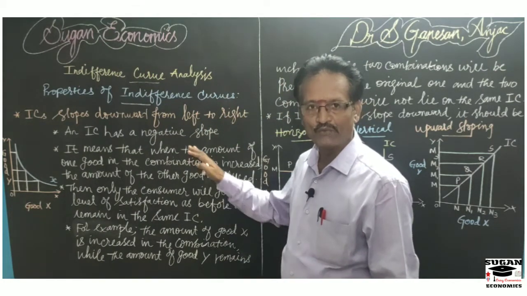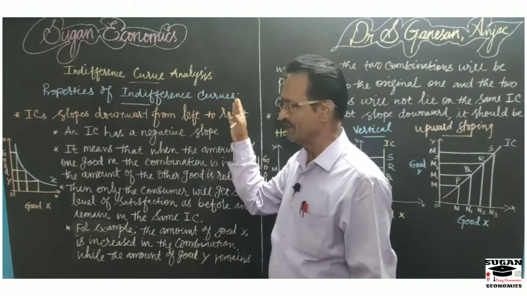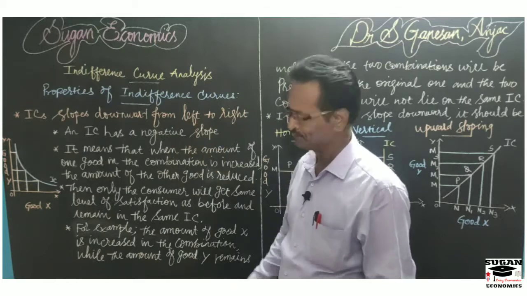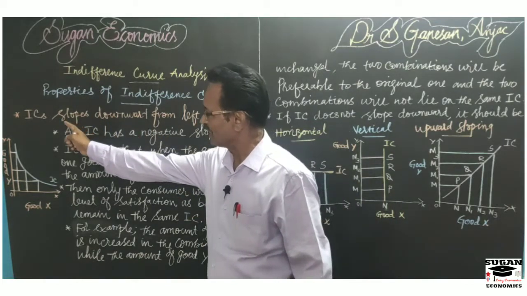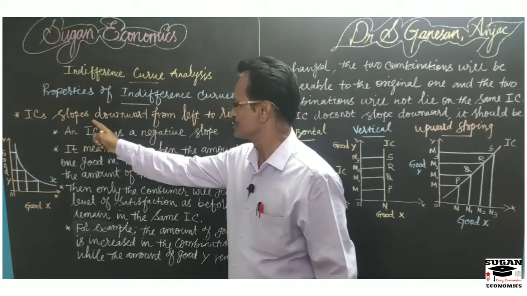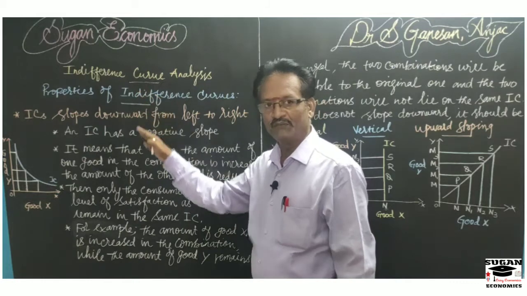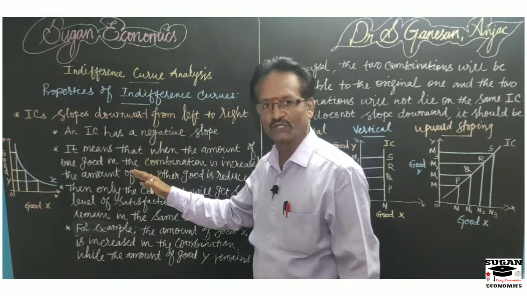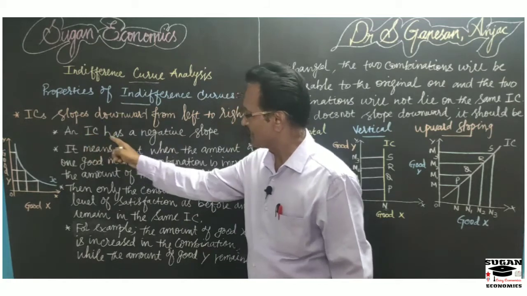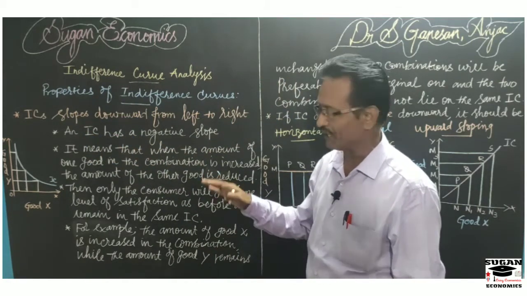There are five important properties under the properties of indifference curves. So now we will discuss them one by one. The first property of indifference curves is that they slope downward from left to right. All the indifference curves should slope downward from left to right. So an indifference curve has a negative slope.